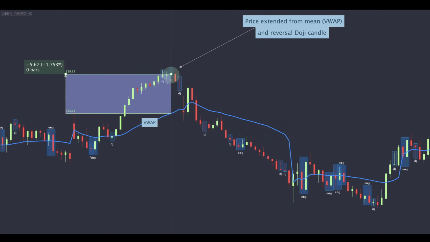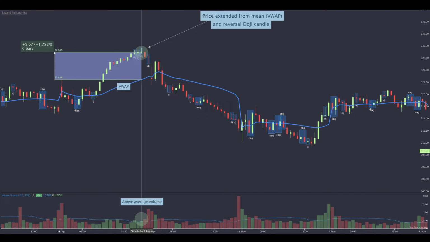For additional confirmation on this setup, we've also added a volume criteria, and we're looking for price getting extended from the mean, and we're using VWAP to represent the mean. When price gets extended in one direction or another and traders see these types of reversal candles forming, that can be a sign that price is about to reverse directions. Pair these candles with above average volume, a typical sign of capitulation, and you just might have a great setup for a trade. So let's talk through how to script out these conditions.